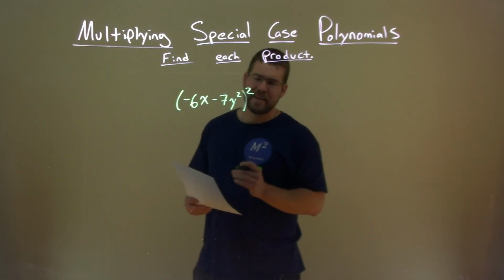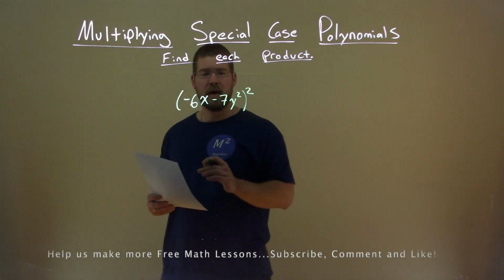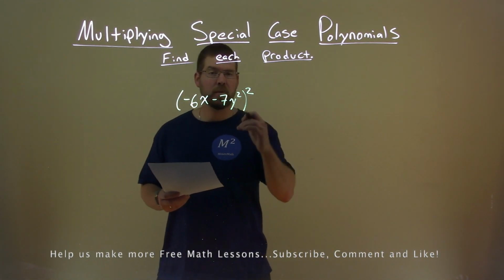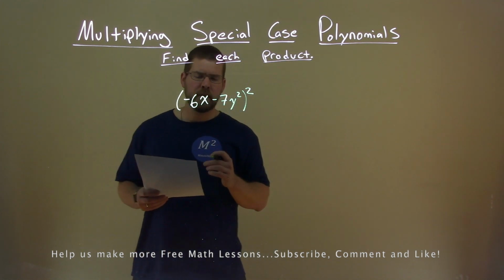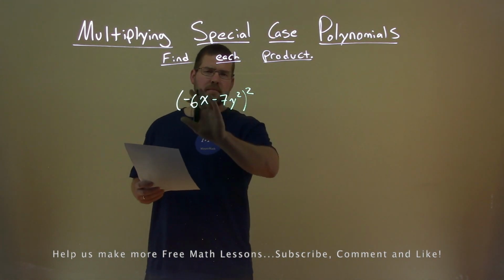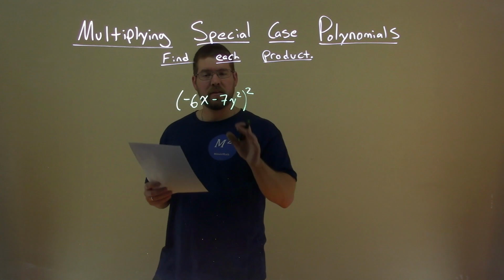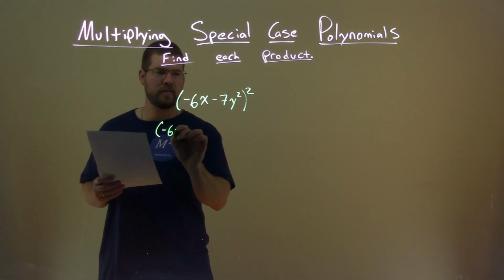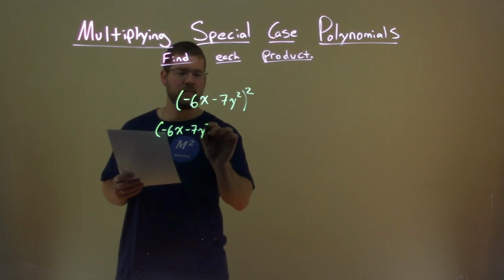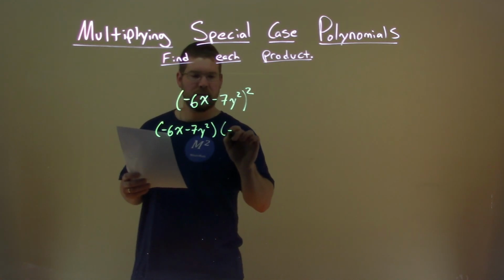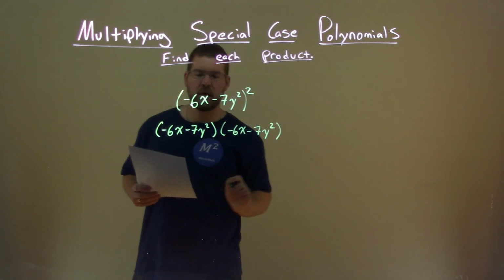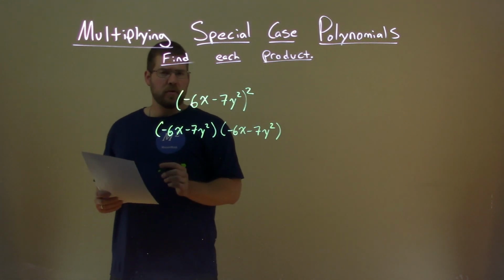We're given this problem, negative 6x minus 7y squared, in parentheses, all squared. And we want to find the product. Well, we know something about this parenthesis being squared is the same thing as the inside multiplied by itself. So we write the inside, negative 6x minus 7y squared, and multiply it by itself. Negative 6x minus 7y squared. Alright, so let's go multiply this out.